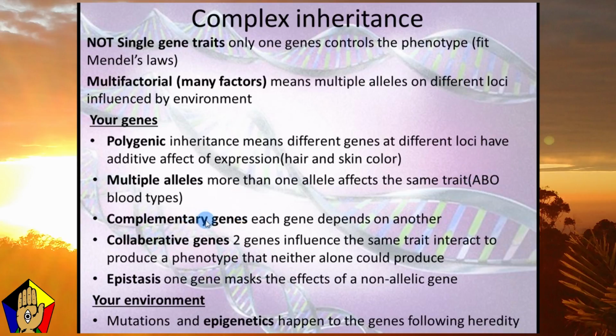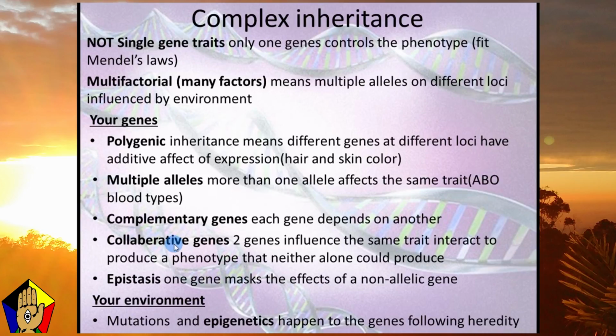You can have things that are called complementary genes, where genes depend on each other. They work because the other ones let them. If you remember with hormones, we call that permissive. One has to be present for the other one to work. That's multifactorial. Right?